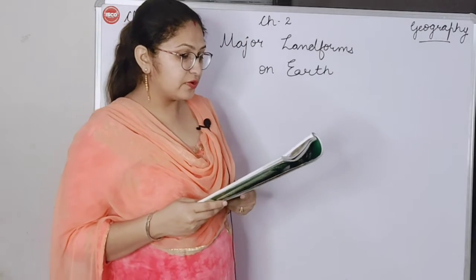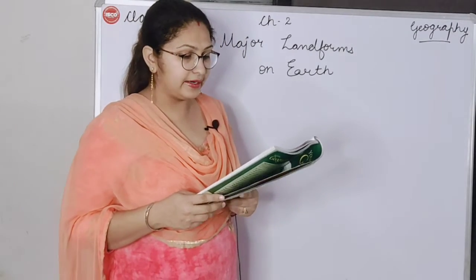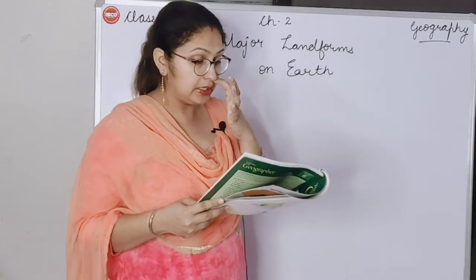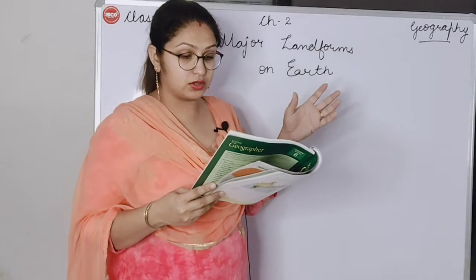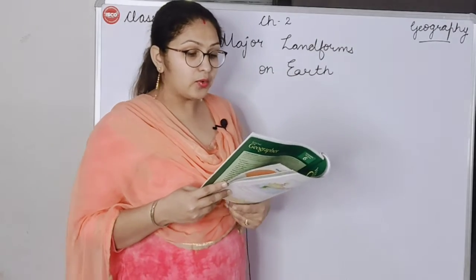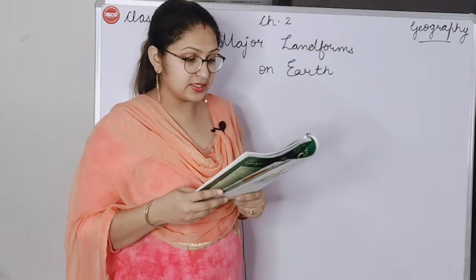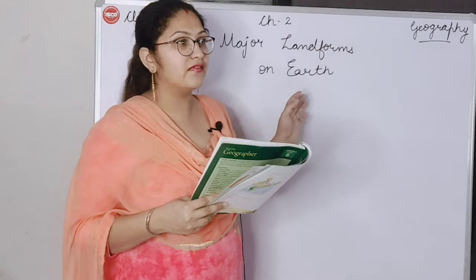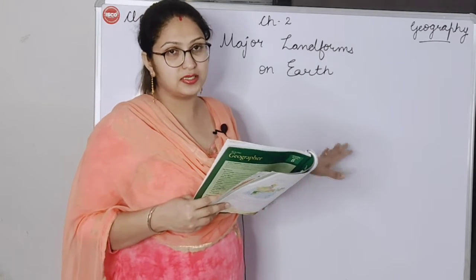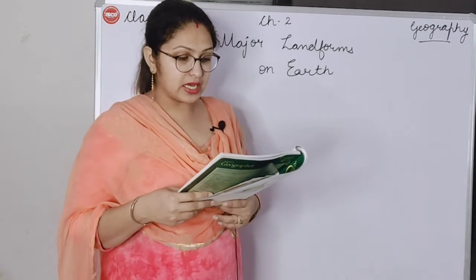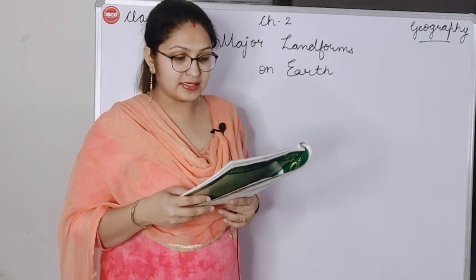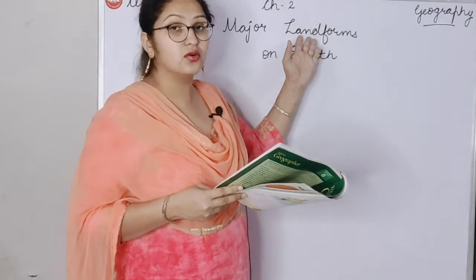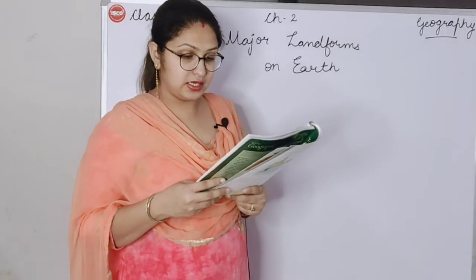So the surface of the earth is made up of both land and water, okay, the top of the earth, or you can say the surface of earth, it is made up of both land and water. 29% of earth's surface is covered by land and 71% is water. Landforms are natural features or landscapes found on earth's surface.